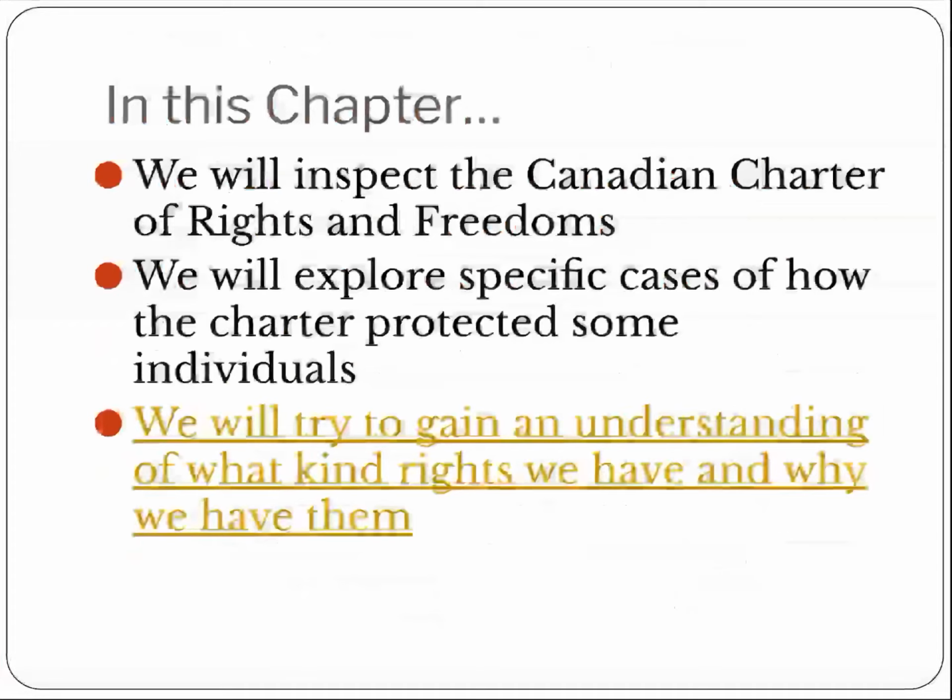I love Canadian history. I think it's great. And then we're going to talk about how the Charter affects individuals, how it affects the workplace, maybe some powers that the government has. Lots of really cool stuff, okay? And then we're going to try to gain an understanding of what kind of rights we have and why we have them.